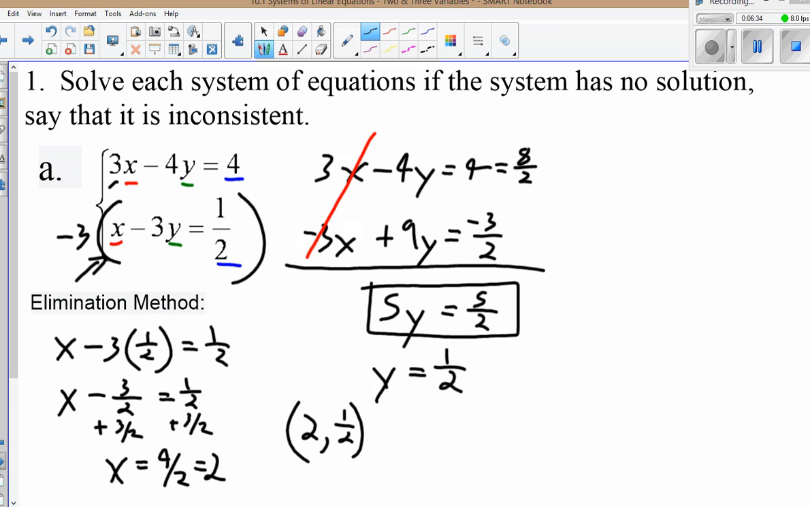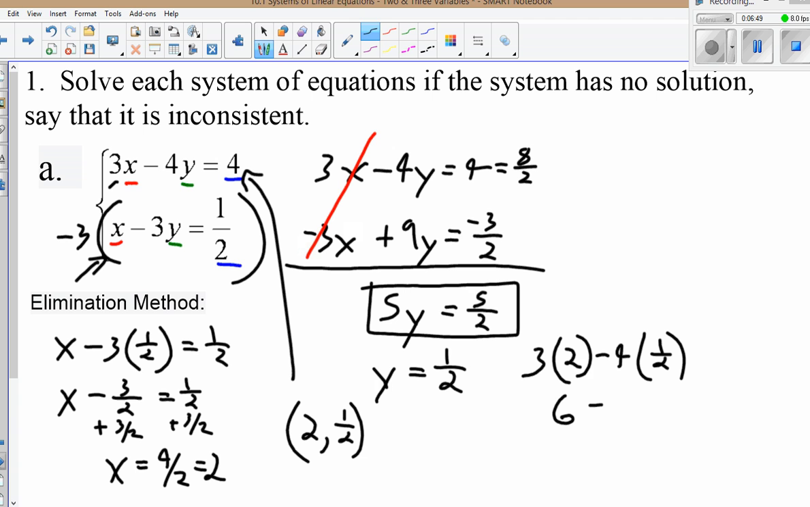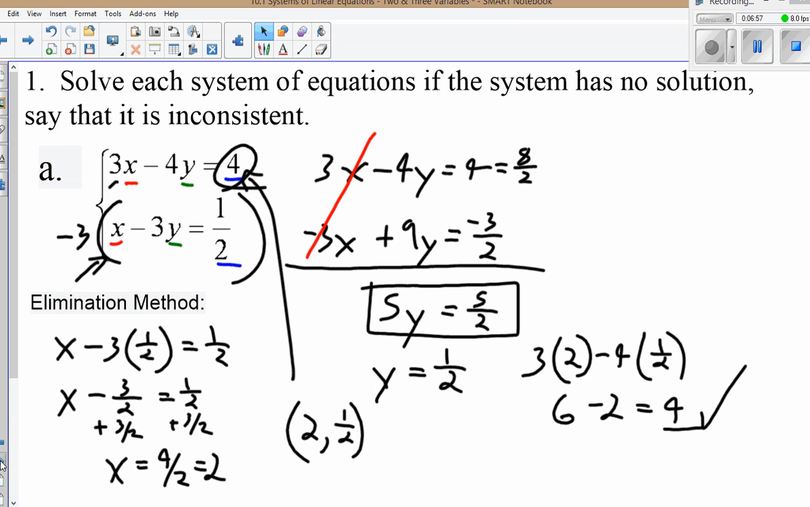And I always like to try and check my solution, maybe plugging it back into my first equation, since I used my second equation to solve. And I get 3 times 2 minus 4 times 1 half. And I get 6 minus 2 equals 4. Verified. That's the same as that. And verified my solution there. All right.